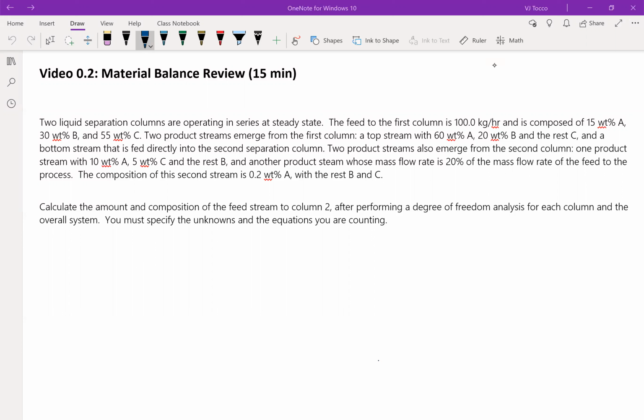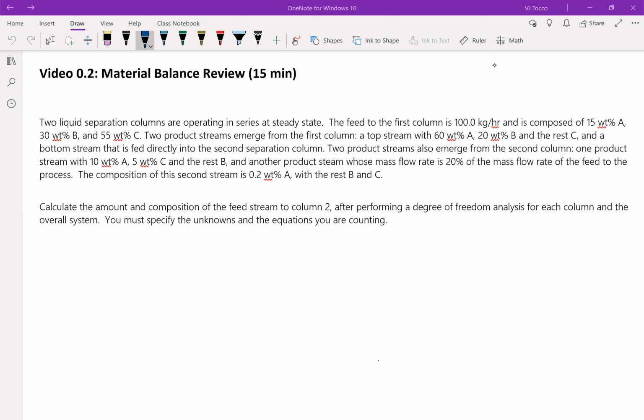This problem statement says 2 liquid separation columns are operating in series at steady state. The feed to the first column is 100 kilograms per hour and is composed of 15 weight percent A, 30 weight percent B, and 55 weight percent C. 2 product streams emerge from the first column. A top stream with 60 weight percent A, 20 weight percent B, and the rest C, and a bottom stream that is fed directly into the second separation column.